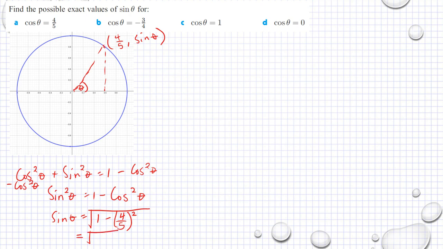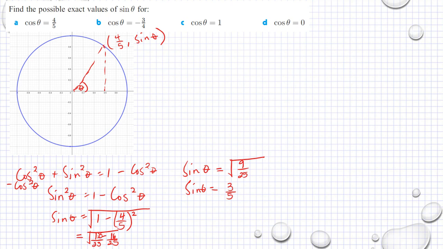So we have the square root of 1 minus 16/25, and then we have sine theta is equal to the square root of 25 minus 16, that is 9, over 25. Then we have sine theta is 3/5.